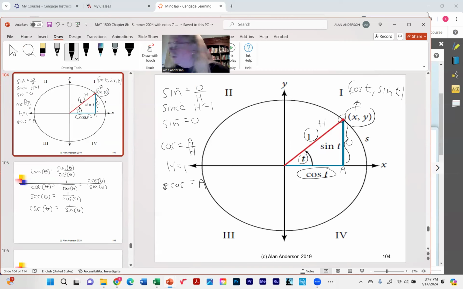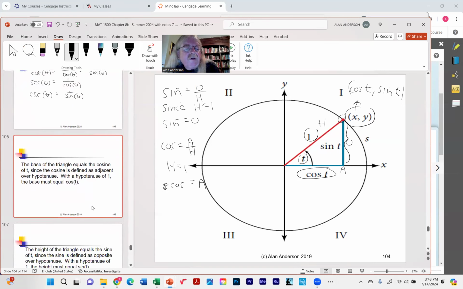Now, if you've ever looked at your calculator and said, how come it only shows me the sine, cosine, and tangent? That's because the other three are simply functions of the sine, cosine, and tangent. In fact, even the tangent is not absolutely necessary. But they figure you want all three of them, but they're not going to give you the rest because you don't need them.